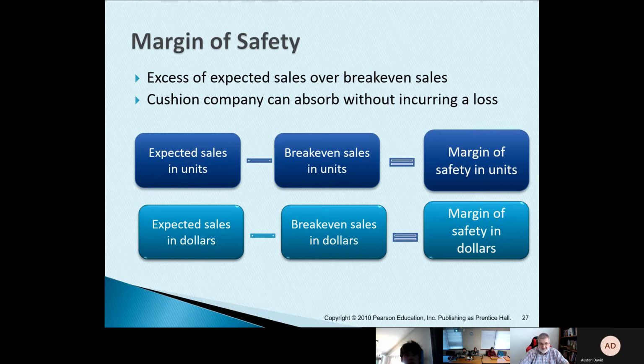Margin of safety. Okay. If we know what our break-even point is, and we have an expected sales in units, so if we expect 1,000, and we know our break-even is 800, we have a margin of safety of 200 units. Make sense? Pretty simple, right? Our expected sales minus our break-even point gives us our margin of safety. If we had a break-even point of 800 and we were only selling 880, then our margin of safety is only going to be 80.